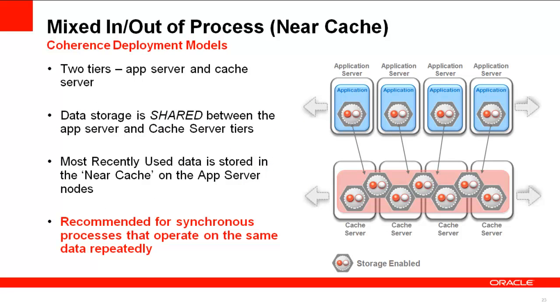With Coherence, you also have the option of having what's called a near cache, where you still have two separate tiers for your application server and cache server or cache cluster, but the most recently used data for a particular entity, if you're thinking of JPA, or a session, if you're looking at session state persistence, a copy of that is stored in the same process where the application is operating on that data.